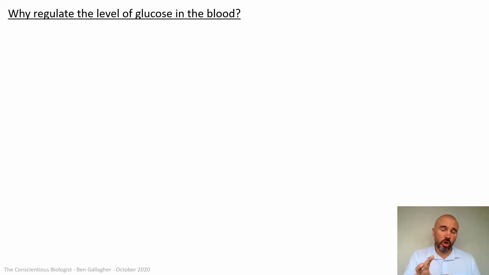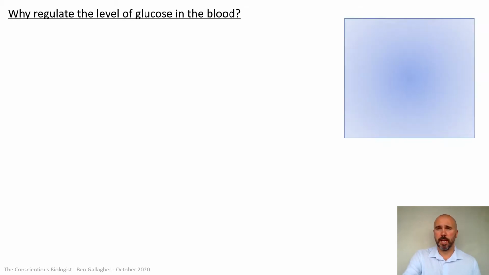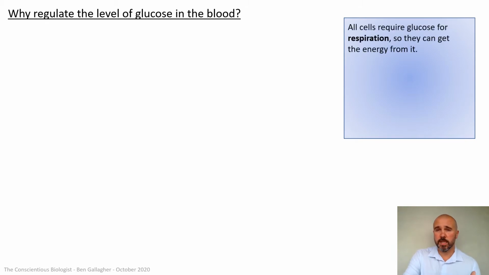Now, there's a lot of biology in the explanation of blood glucose regulation. This is why it's a favourite with examiners, but a lot of students really struggle with this, because to correctly explain and answer questions on blood glucose regulation, you need to pull information from loads of other areas of your course. So we're going to start with this really important question of why regulate the level of glucose in the blood. Okay, so think about why that glucose is there.